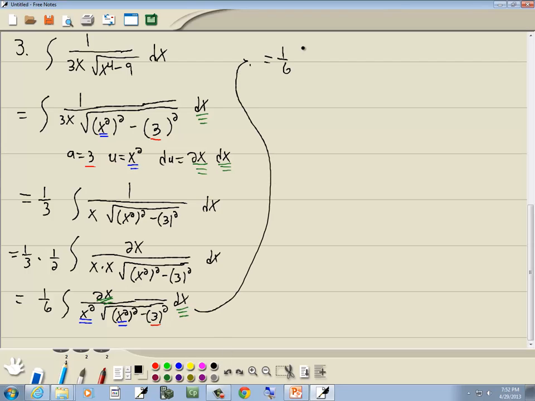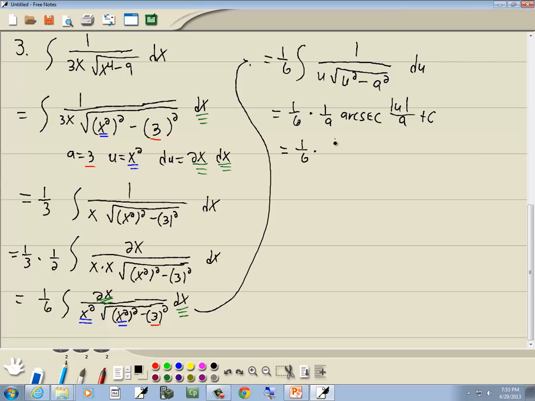So this is going to become 1/6, and this x squared right here I'll replace with u. Square root, and I'll replace this x squared with u, so it becomes u squared minus, and I replace the 3 with a, so that's a squared over 1, and 2x dx gets replaced by du. And now it matches our formula exactly. So we got 1/6 carries down, and then the formula says 1 over a arc secant the absolute value of u over a plus c.